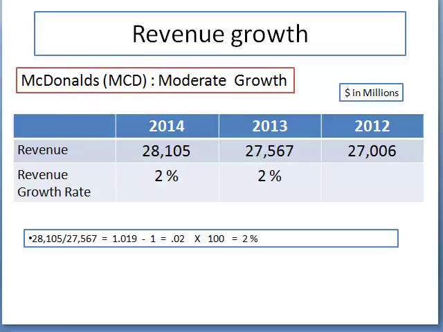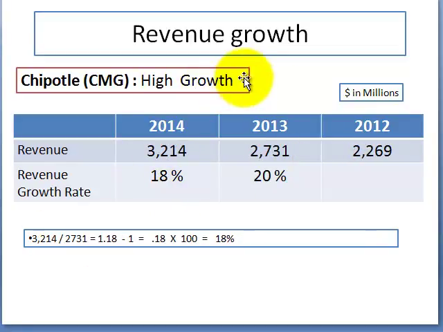Another example, I've done the same thing, went to Yahoo Finance and took a look at McDonald's. A little bit more moderate growth here. You can see, and these are in millions of dollars, so this is quite a bit, 27 billion, but you can see about 2% growth. Chipotle, quite a high growth rate, right? Smaller numbers, smaller revenue numbers, but you can see a growth rate of around 18-20%.